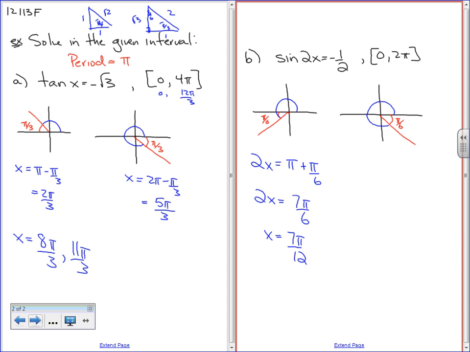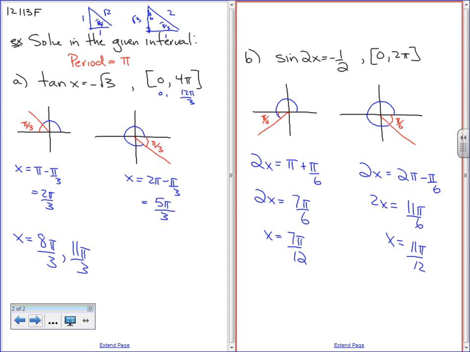I'm going to do the exact same thing over here. So it's the exact same process that we did before, except now we have a number in front of the x that we have to divide by. And it doesn't matter what number's in front of that x. It could be a 3, it could be a 4, it could be a 7. The process is going to stay the exact same. This one here was 2x equals 11 pi over 6. And I get 11 pi over 12.